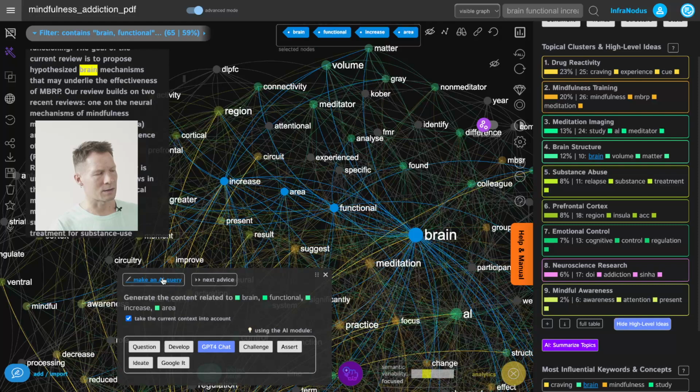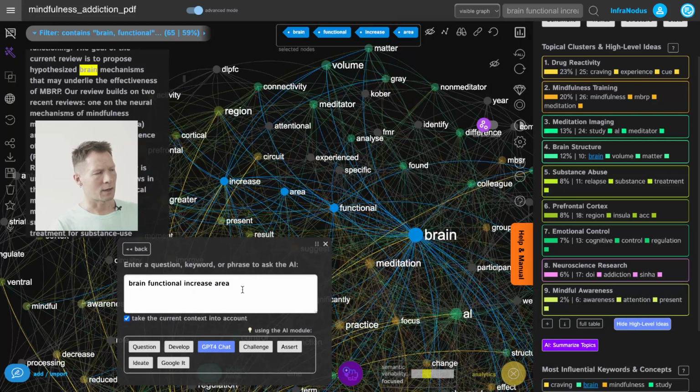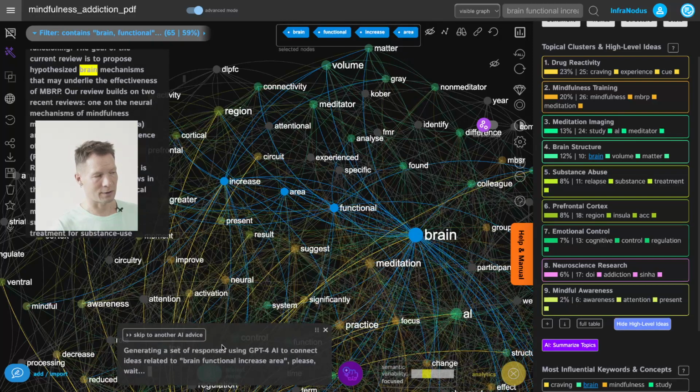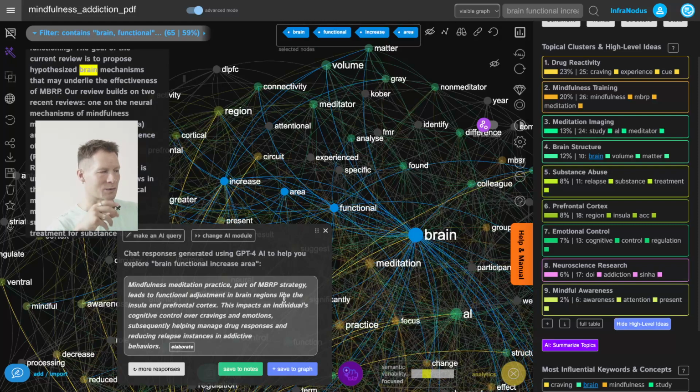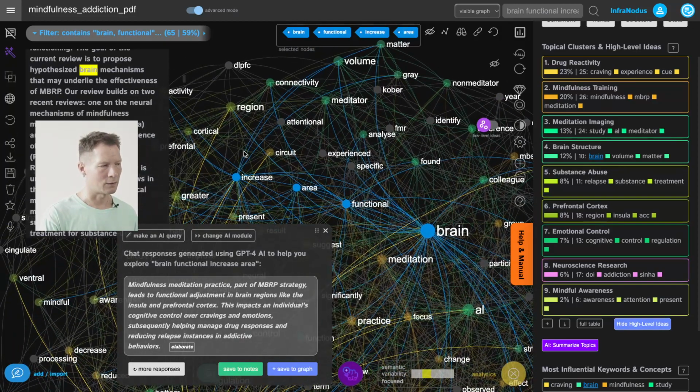Or I can also use the built-in ChatGPT module to then say, okay, I have this concept selected. Now take the current context into account and generate some ideas in relation to them. And then you will see that it's going to take the context of the document and generate some ideas that develop the connections between those concepts that I selected further. So this is a really great tool if you want to not just question the document and understand what it's about, but if you want to develop the ideas inside further and sort of live beyond the periphery of this knowledge graph that you are exploring.